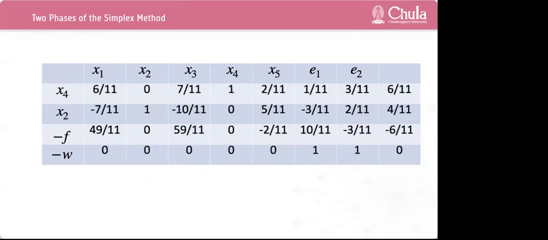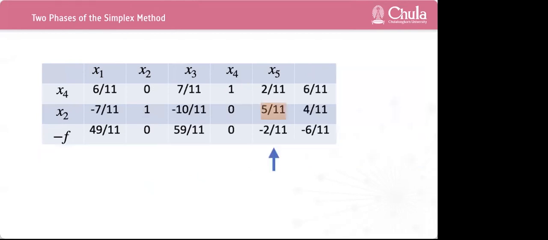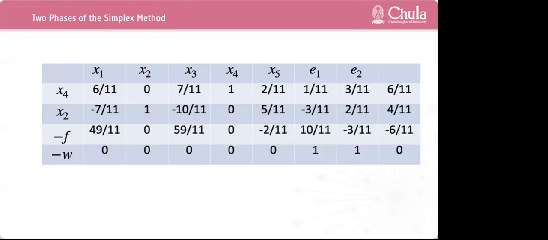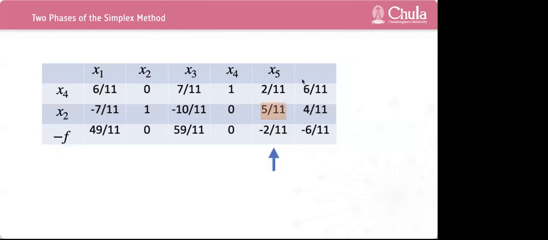Once we can eliminate E1, E2, or the sum of E1 and E2, then we can remove E1, E2 from our system, and we start the second phase, which is similar to the simplex method we have learned before.